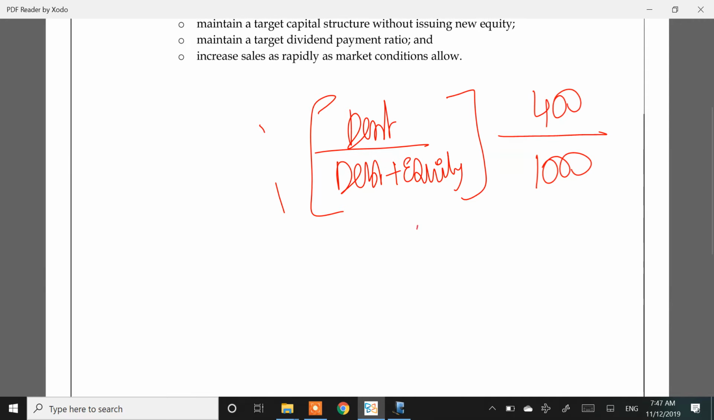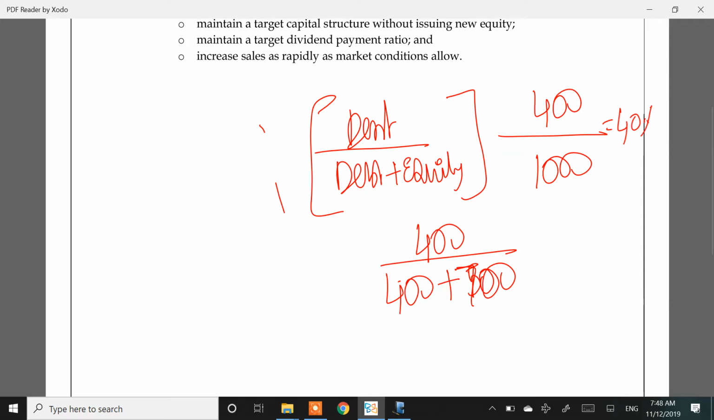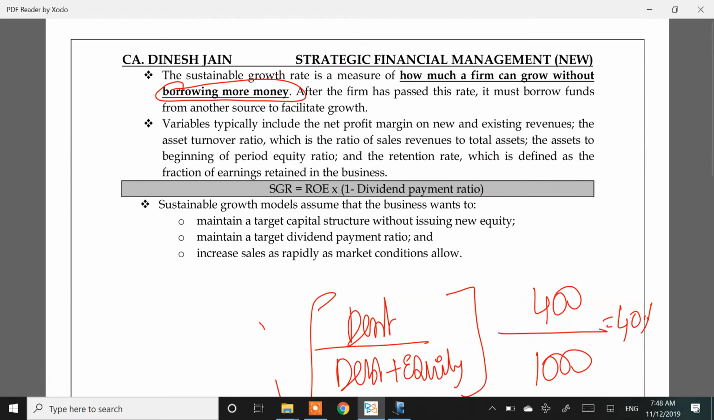Next year let this 400 remain the same. Equity could have gone up to 500, equity could have gone up to 700. So earlier it was 40%, now this ratio will slightly come down. So what they say is, if equity goes up, you can proportionately also borrow money. So there can be some borrowing which can also happen.